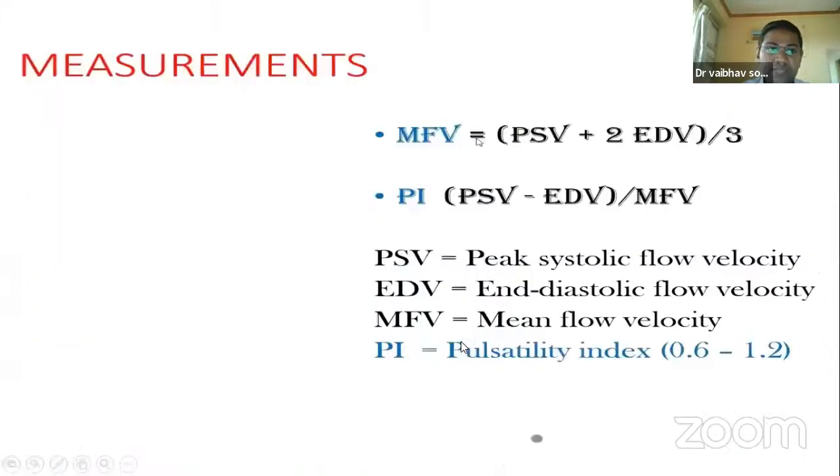Now, there are some criteria: mean flow velocity, pulsatility index, peak systolic velocity, end diastolic velocity. How will we calculate them? Mean flow velocity is calculated as the peak systolic velocity plus 2 times the end diastolic velocity, divided by 3, and the pulsatility index is calculated as the peak systolic velocity minus the end diastolic velocity, divided by the mean flow velocity.